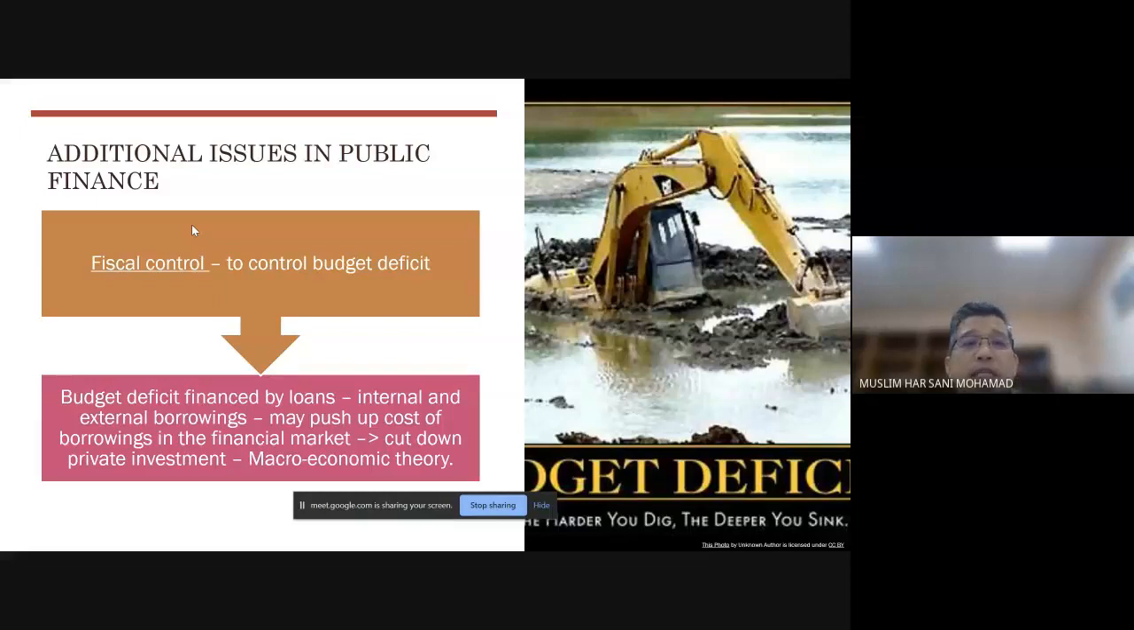A budget deficit financed by loans, internal and external borrowings, may push up the cost of borrowing in the financial market and cut down private investment. I think that's because in terms of security, particularly during a crisis, investors are more willing to provide funding to the government as opposed to the private sector. Another point is that the government is competing against the private sector, as a result pushing up the cost of borrowing. But that is in general.